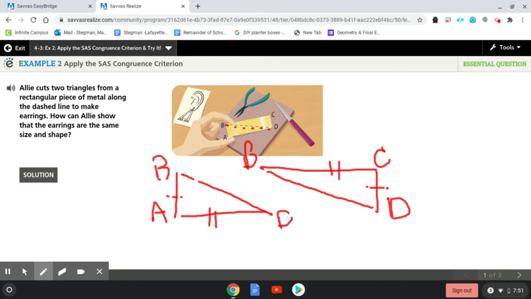And all the corners of a rectangle are 90 degrees. So angle A is going to be congruent to angle C. So because of that, we can show that these are congruent by side, angle, side.